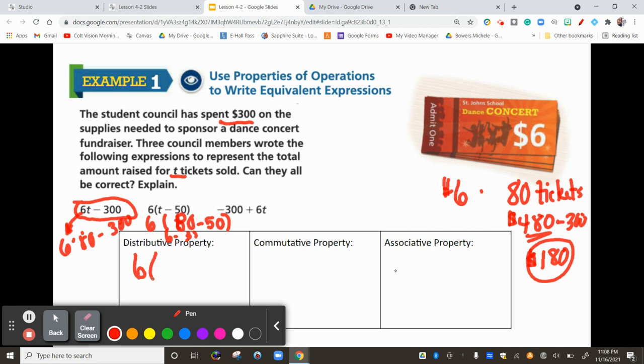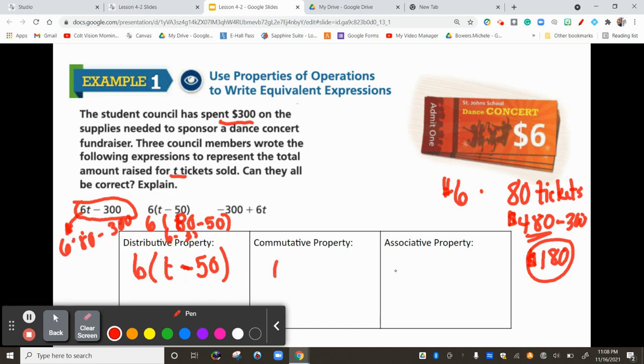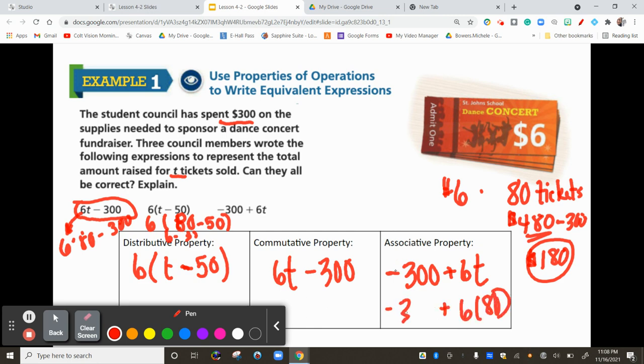And this is an example of the distributive property. Now, how does that make sense that I'm taking the tickets minus 50 and then multiplying by 6 and that works? It all has to do with the fact that it's a factor, but we also know that we can just multiply 6 times t minus 300, but that's the same thing as saying, well, at the beginning we were in debt 300, and then we're going to get out of debt by adding this money that we made for these tickets. And that's actually going to be equivalent too, because 6 times 80 plus negative 300 is also going to equal 180.